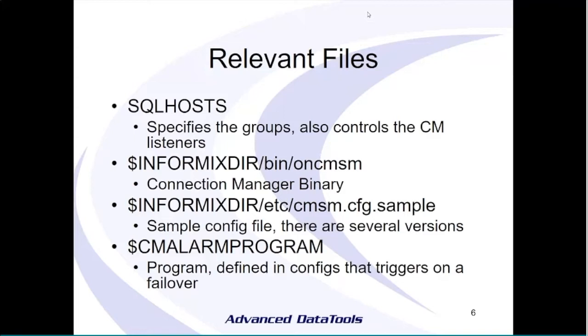Just like anything else, save the sample file there so you have your default sample, create a new file, and put it wherever you want it to be. There's also a setting I'm just mentioning, a CM alarm program environment variable. On a failover situation or on an error in Connection Manager, it will call the CM alarm program value. You can create a shell script that'll do something, whatever you need it to at that point, sort of like alarm program does for Informix.